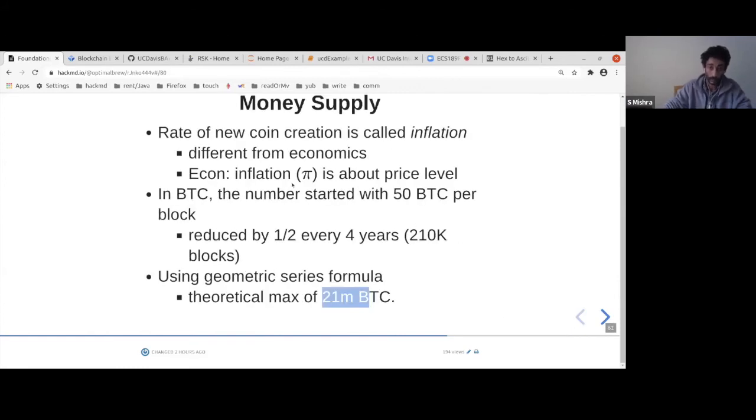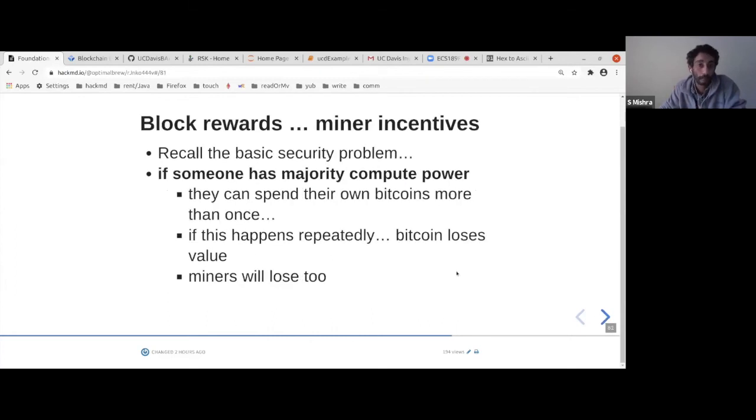Maybe as an economist, I should remind you, this has nothing to do with inflation economics. In blockchain, people use inflation just for the supply of the cryptocurrency, how much Ether or Bitcoin there are. It's got nothing to do with inflation in economics, which is about the price level of goods and services.